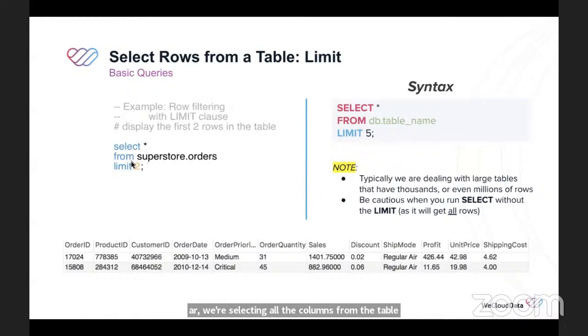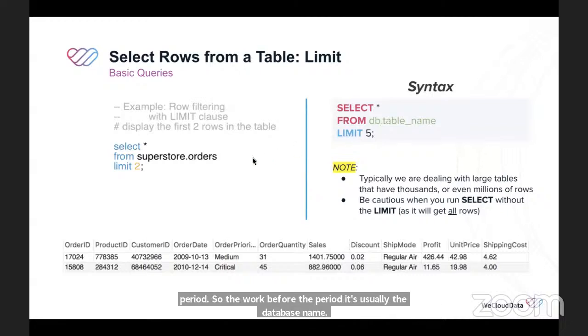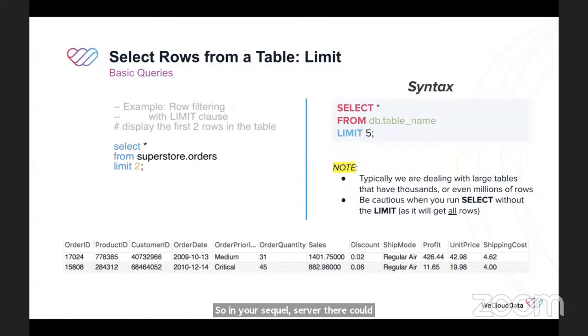In our from statement, you see that there are two words separated by a period. The word before the period is usually the database name. In your SQL server, there could be multiple databases, just like in a database there can be multiple tables. So if you want to specify where the table is coming from, you usually add the database name, followed by a period, followed by the table name in the database.